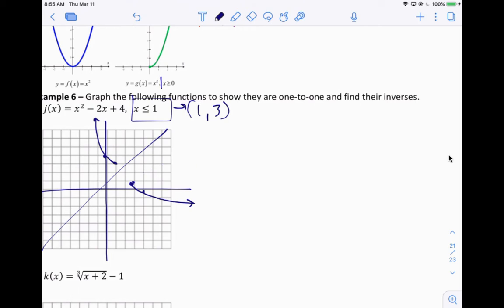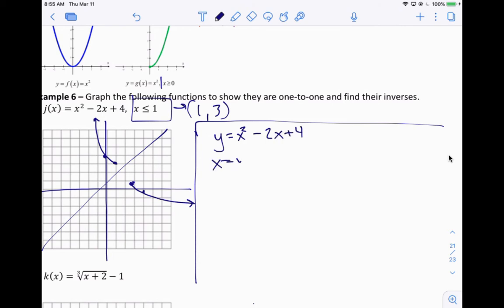So how do we solve for the specific function now? Well, this one's a little bit complicated because we do have 2 x's here. So if I have y equals x squared minus 2x plus 4, solving by routine, right? How do you find an inverse? Change the x's and the y's.